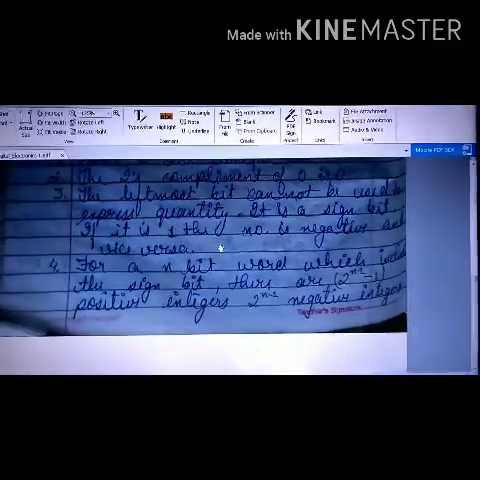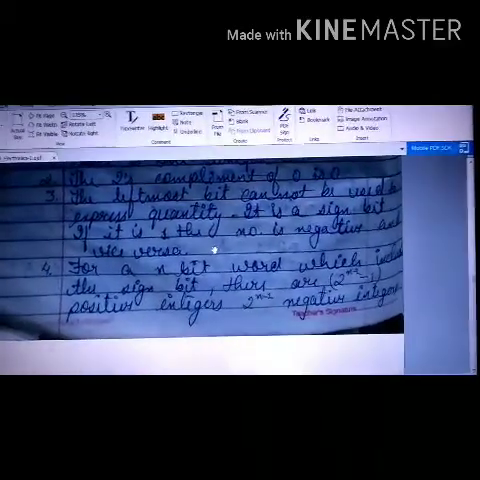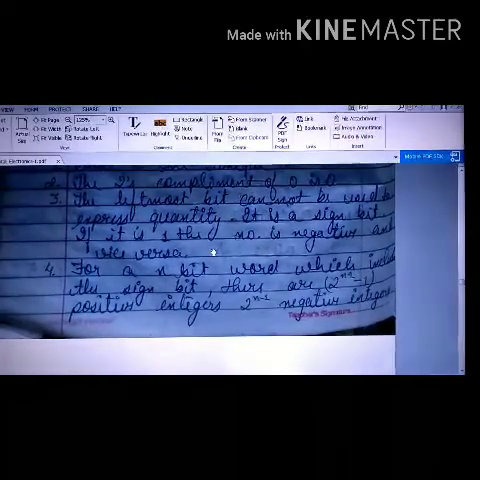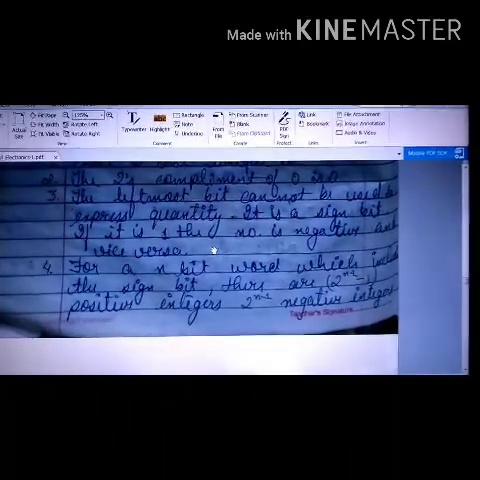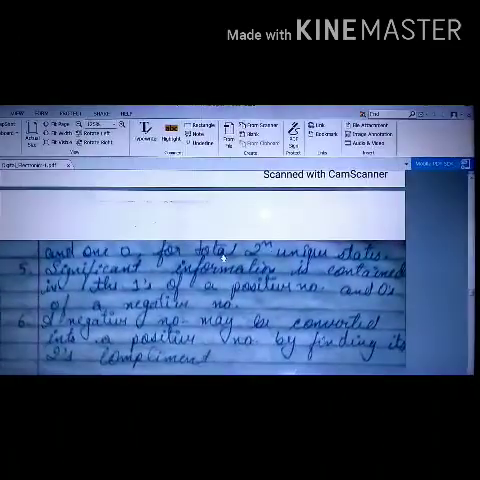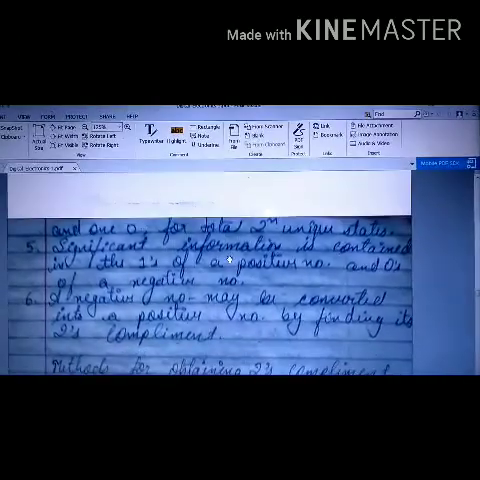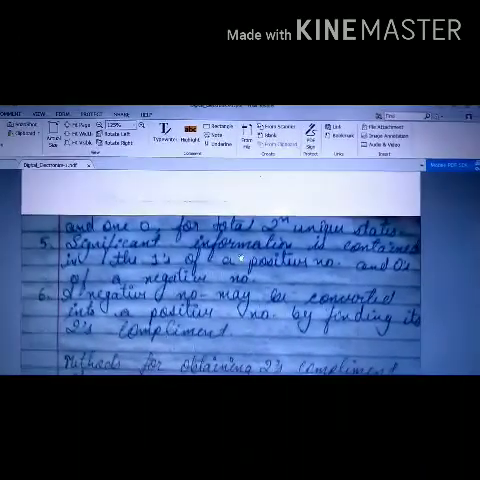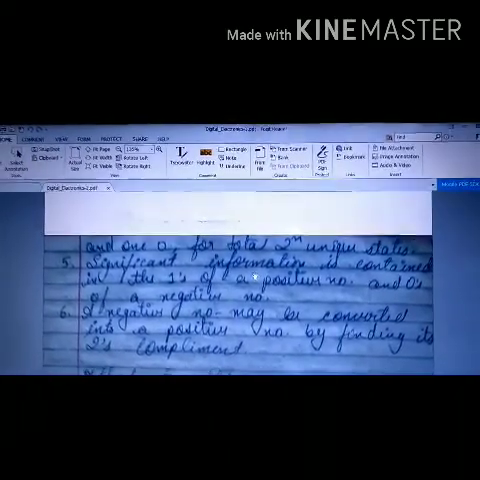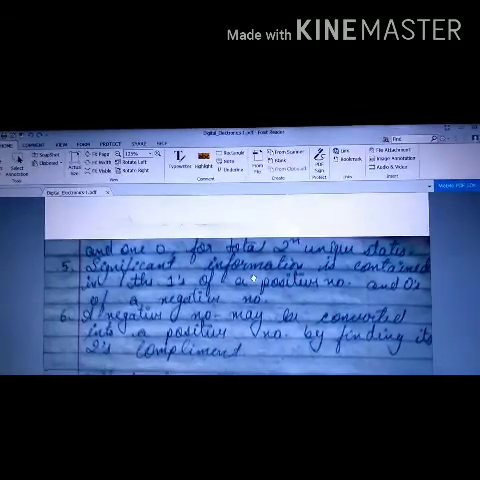For an n-bit word which includes the sign bit, there are 2 to the power n minus 1, whole minus 1, positive integers and 2 to the power n minus 1 negative integers, which can be represented by that word, and one 0, for a total of 2 to the power n unique states. Okay, so there will be a characteristic 0 always present. Now, significant information is contained in 1's complement, in 1's of the positive number and 0's of a negative number.